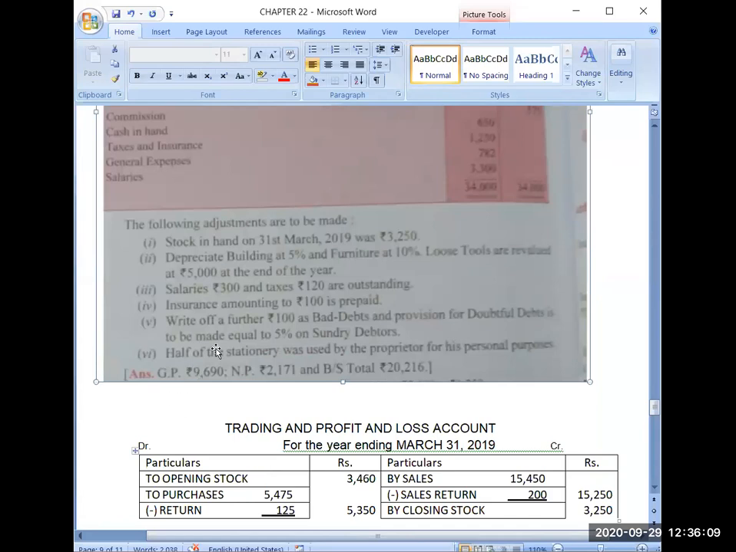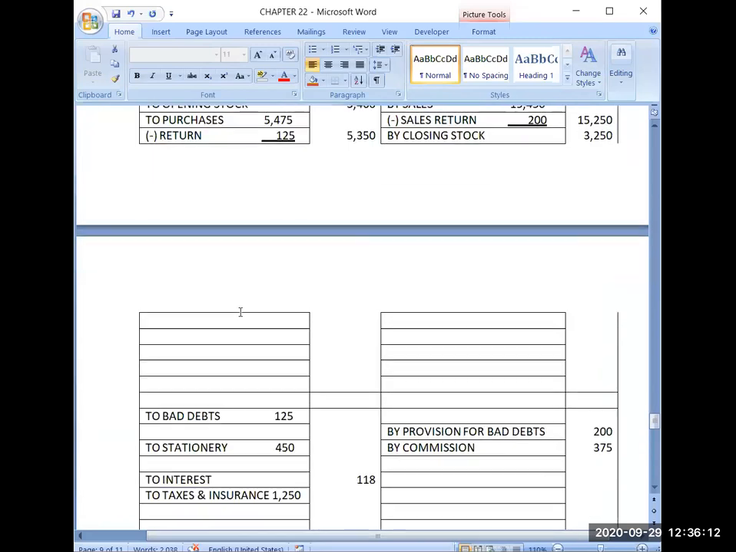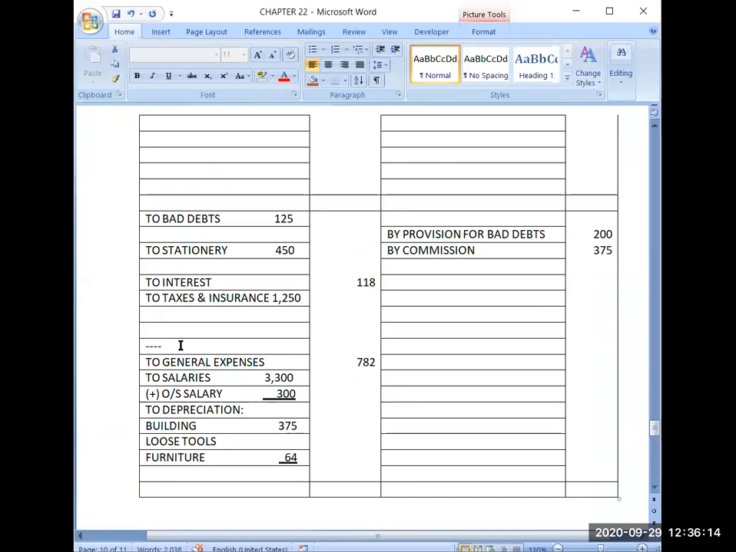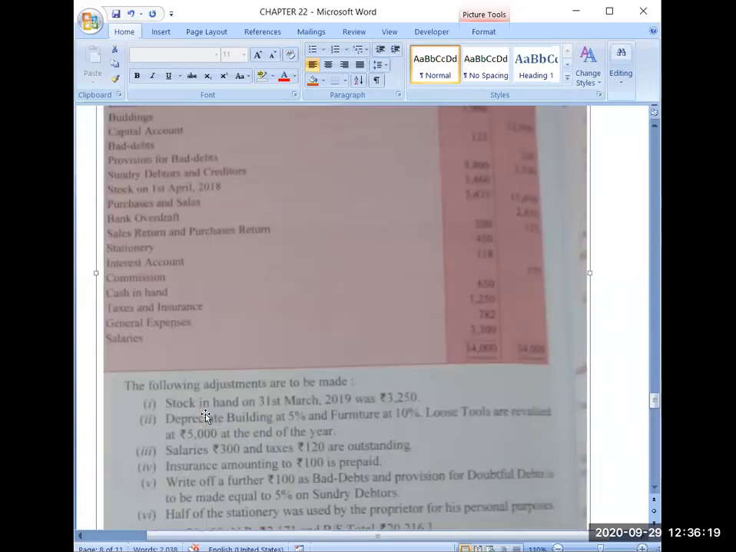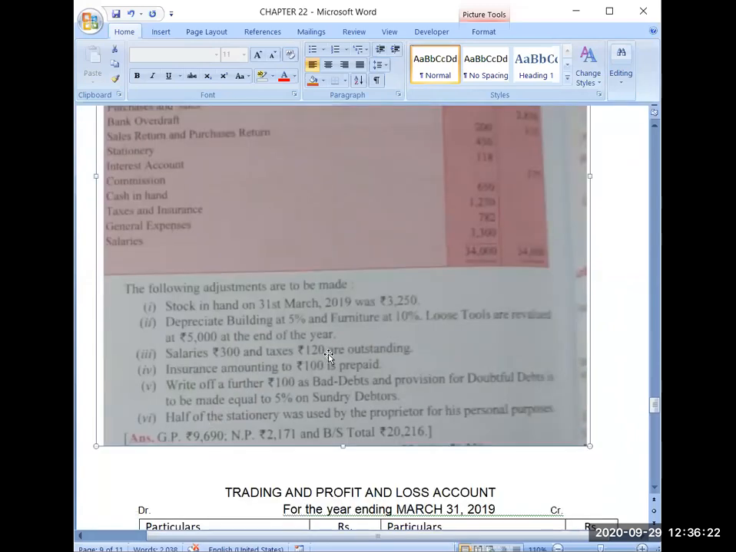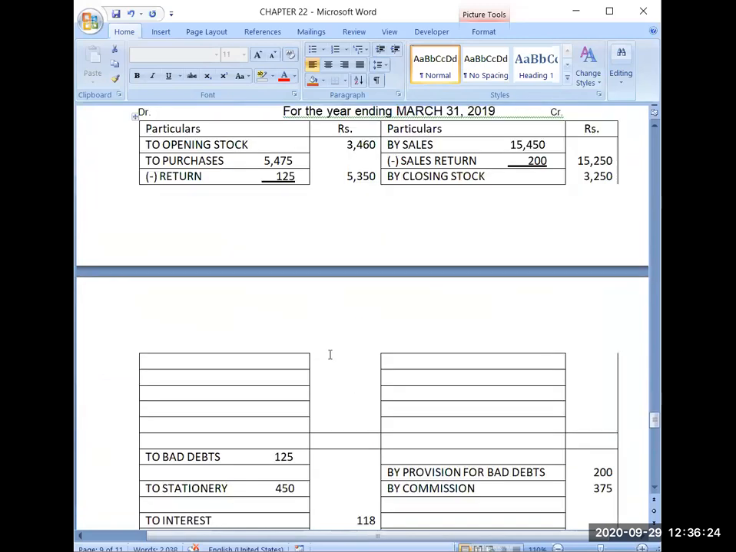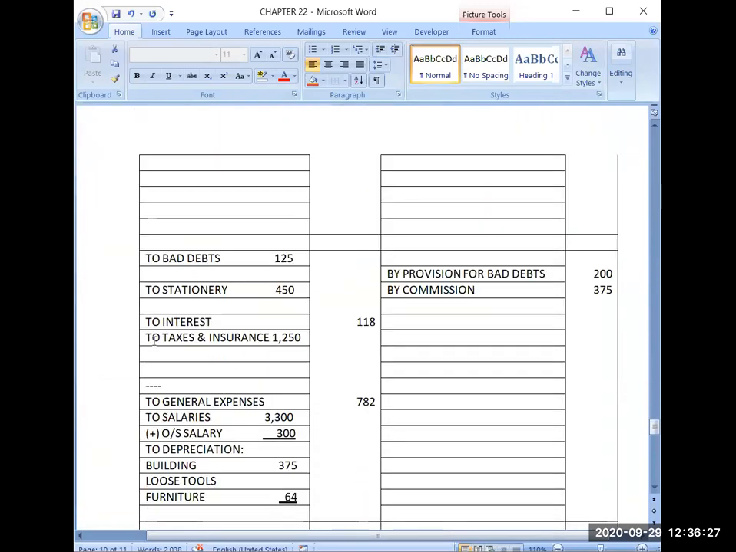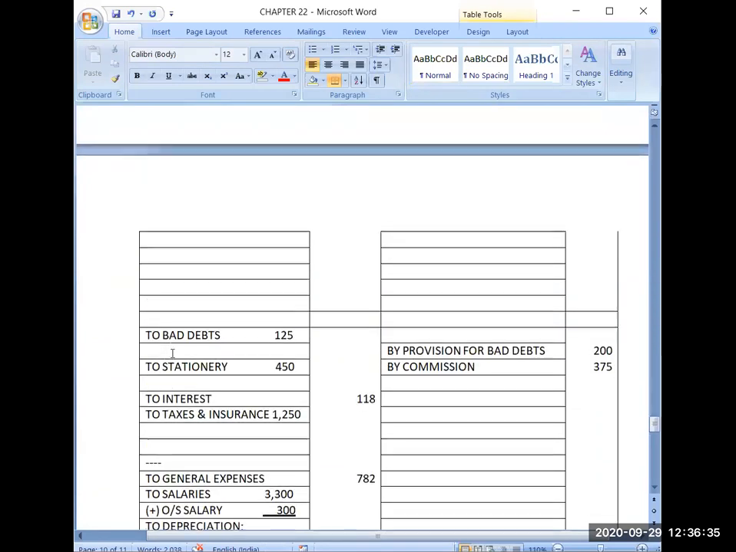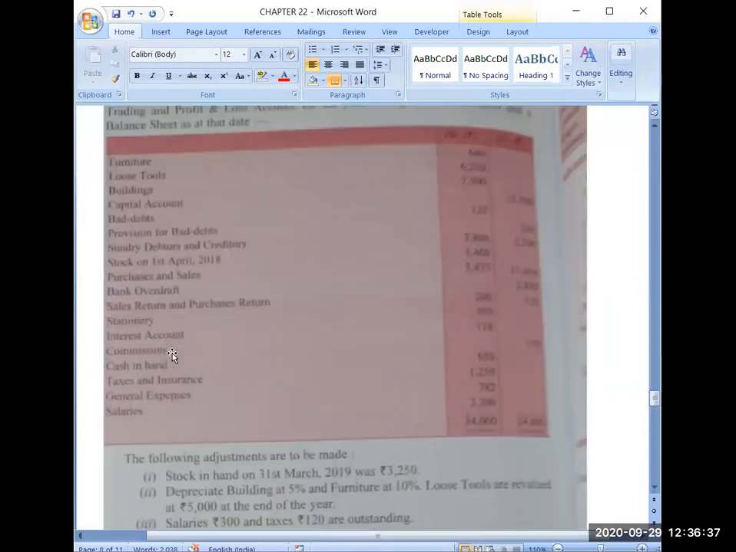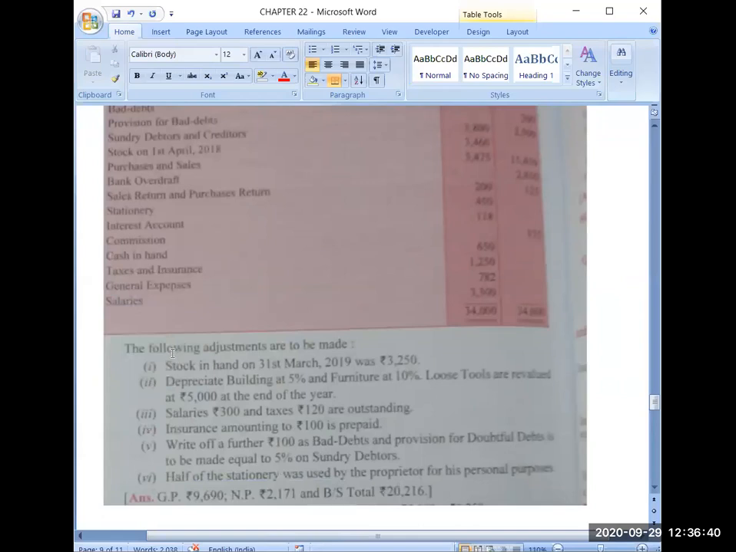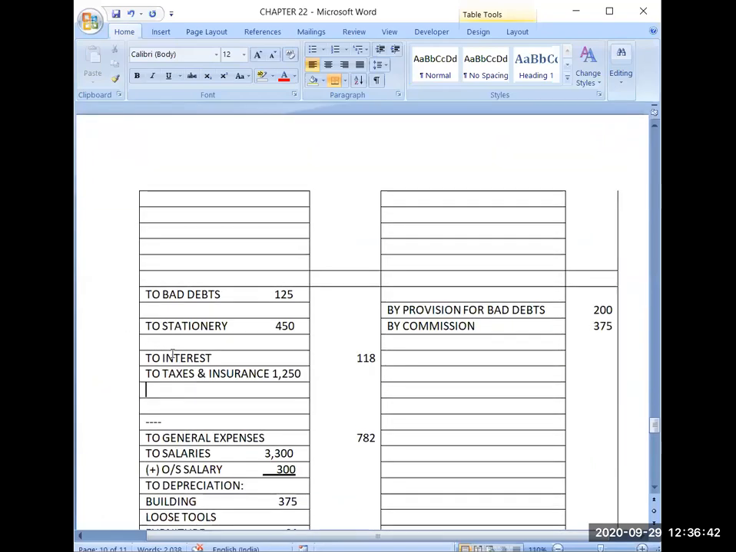Now see the next part, next adjustment. We have completed this outstanding salary, I think. Yes, we have completed. But taxes one we have not completed. Taxes are 120 outstanding. So the journal entry will be taxes and insurance account debit to outstanding taxes 120. So that will add up here.